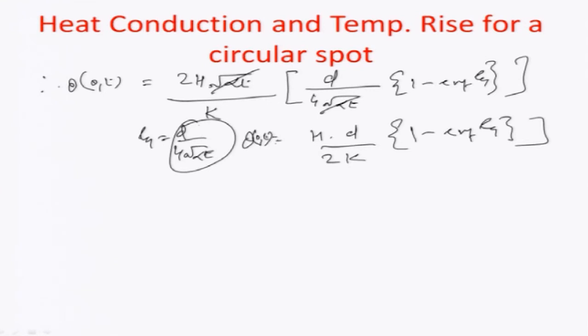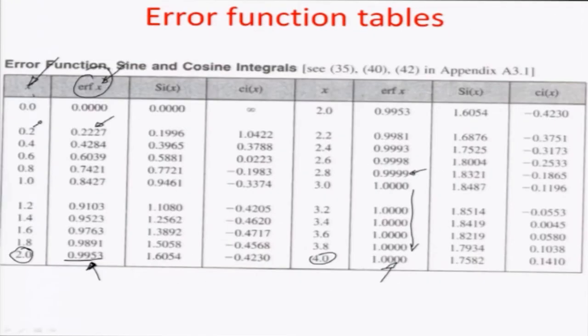Supposing again the value of this error function argument, d by root of 4 alpha Tm, tends to 0, and if you look into the reason for that, as x tends to 0, the error function tends to 0. So, we are talking about a typical zeta value between 0.2 and 0.0.